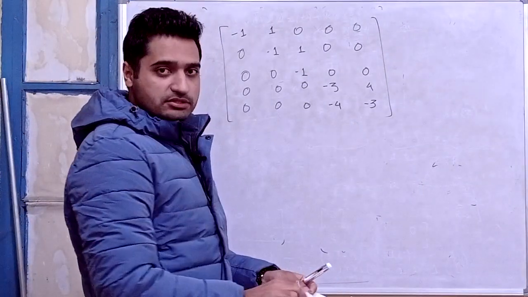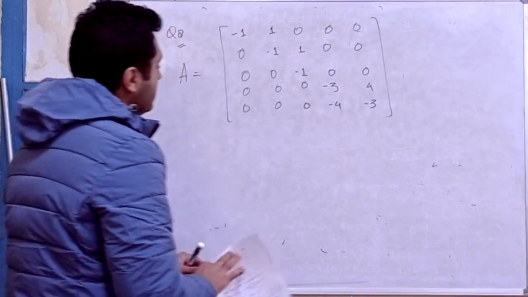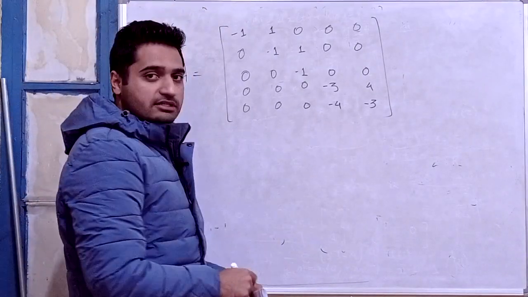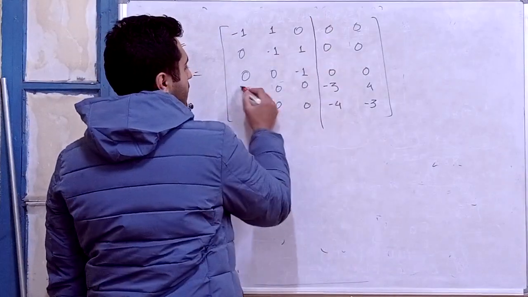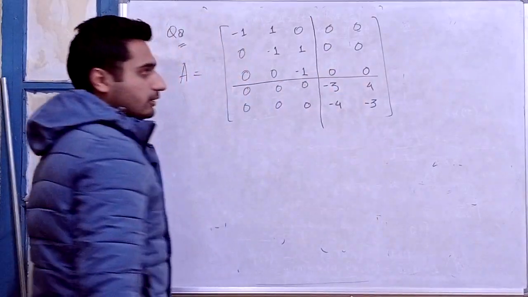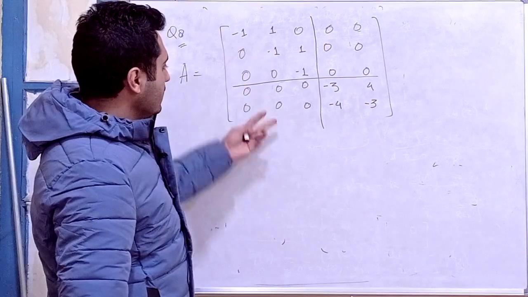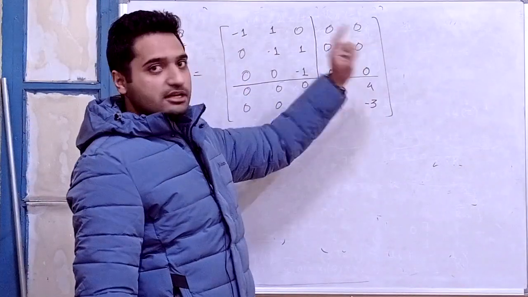You have to solve the characteristic equation for this. One advantage we can write is that most of the things are zero. Many entries are zero. We can partition it like this. Why did we partition it like this? In this partition, all the zeros came.